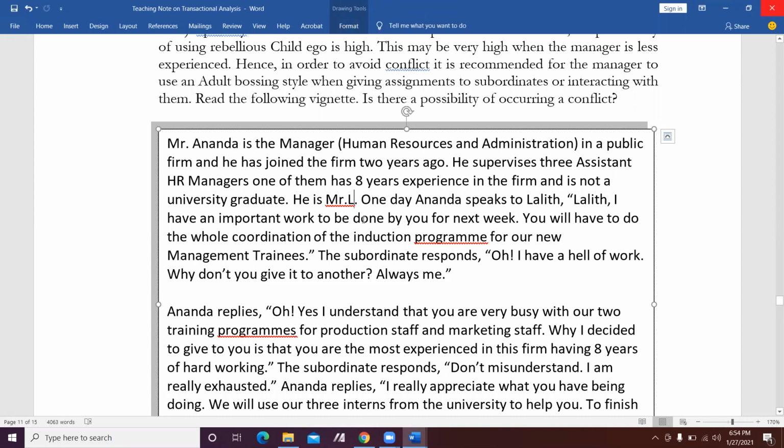Lalit, I have an important work to be done by you for next week. You will have to do the whole coordination of the induction program for our new management trainees. The company has hired new management trainees, so the HR department has to do an induction program and the whole coordination of it. The HR manager intends to hand over all coordination to Mr. Lalit. Then what was the response from Mr. Lalit? The subordinate response: oh, I have a hell of work. Why don't you give it to another? Always me.